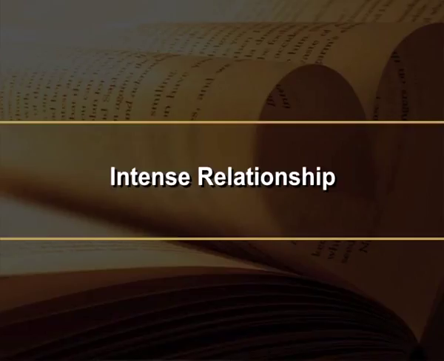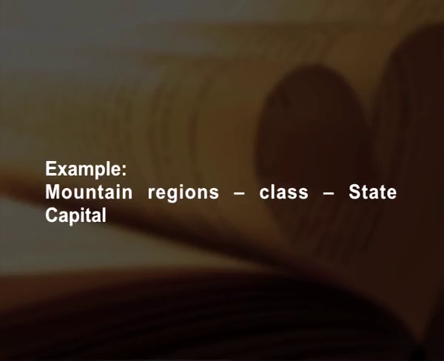C. Instance relationship. This relationship identifies the link between a general category of things or events expressed by a common noun and an individual instance of that category, often a proper name. Example: mountain regions, class, state capital, etc. Instance relationship is often not shown in a thesaurus to control its size, and some experts do not consider whole-part relationship as hierarchical relationship.